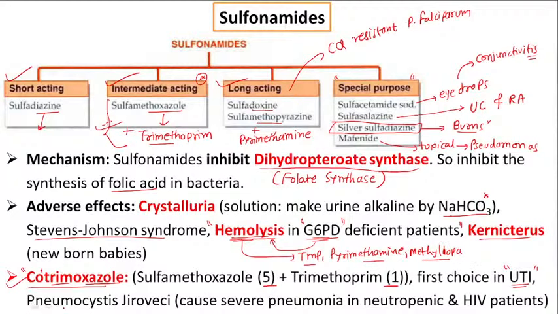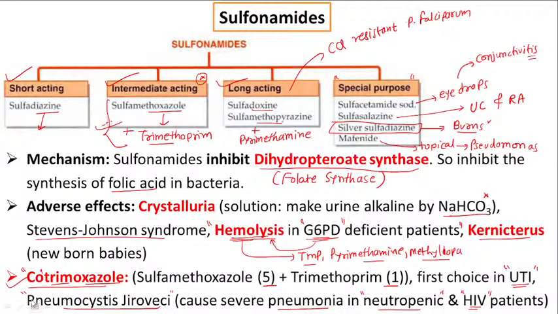Another thing is Pneumocystis jirovecii. This is an organism. What does it do? It causes pneumonia in patients who have neutropenia or HIV, those with a low WBC count, who are immunodeficient. They get pneumonia that is caused by Pneumocystis jirovecii. This organism causes pneumonia in neutropenic and HIV patients.